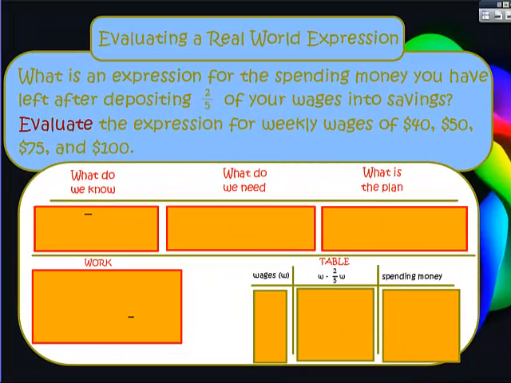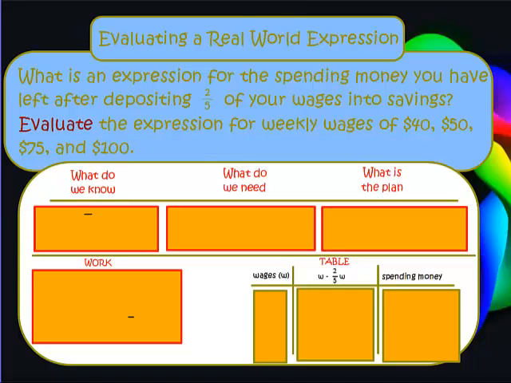Alright, so how does this all come together? Well, we have to be able to evaluate real-world expressions. So we have real-world situations where we want to use the skills that we've just learned to figure out exactly what's going on. So here's a great question.